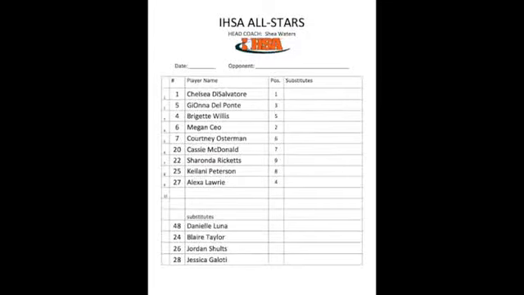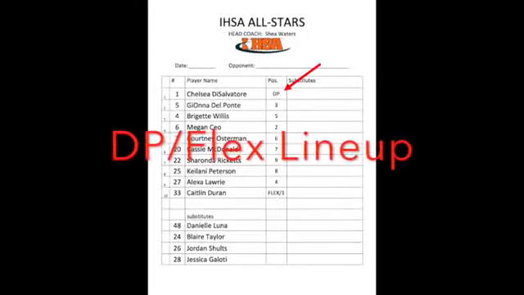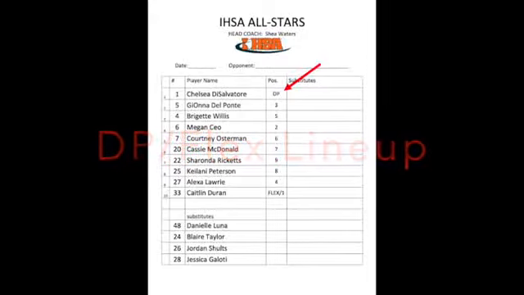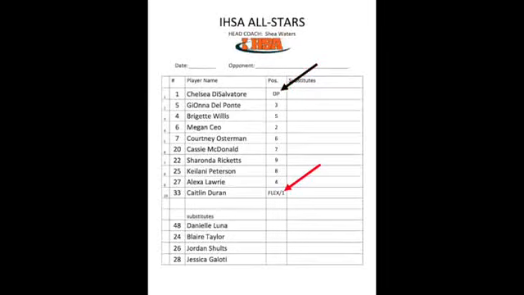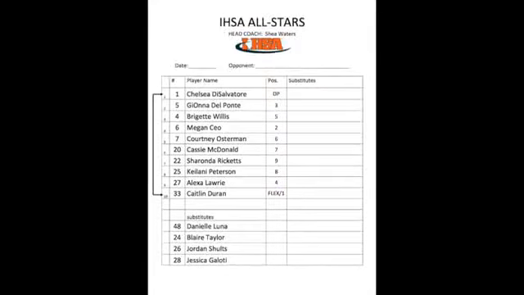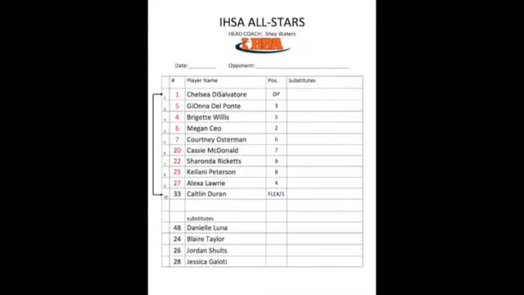Coaches in Federation Softball have 2 lineup choices. There is the 9-player lineup, all 9 players playing offense and defense, and the 10-player lineup that leverages the DP Flex. Here you can see number 1, Chelsea DeSalvatore, listed as the DP, and number 33, Caitlin Duran, listed as the Flex, playing position 1 pitcher. Player number 1 will be the offensive specialist, and number 33, the defensive specialist. Even with a 10-player lineup, we still only have 9 offensive players and 9 defensive players listed on the lineup.